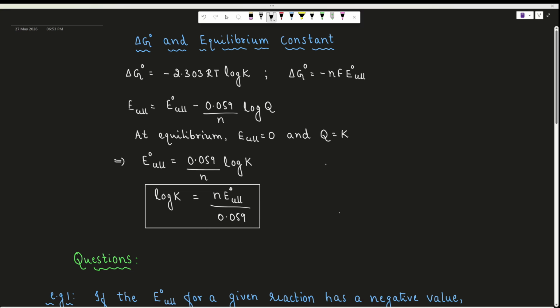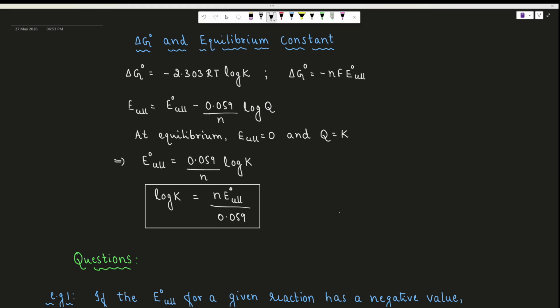Students, I am your chemistry mentor Supriya, and the topic for today is delta G naught and equilibrium constant. Again, a topic from electrochemistry.